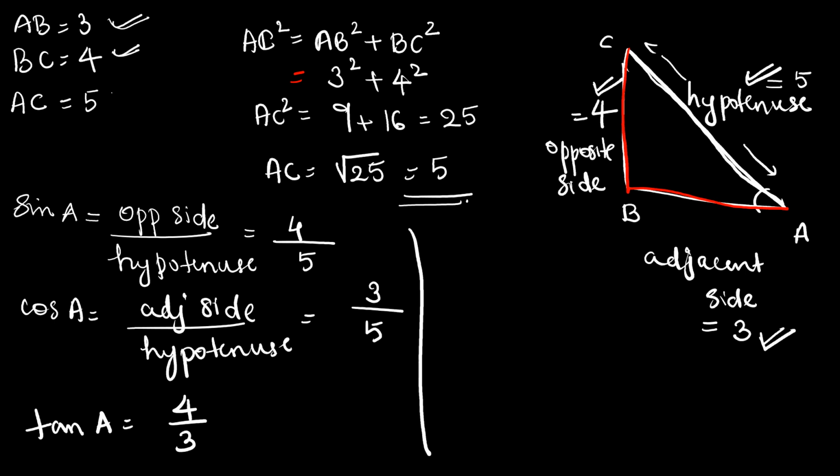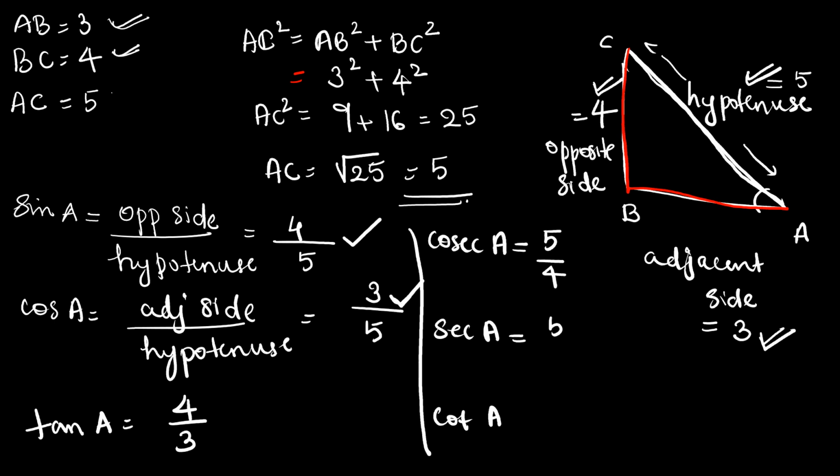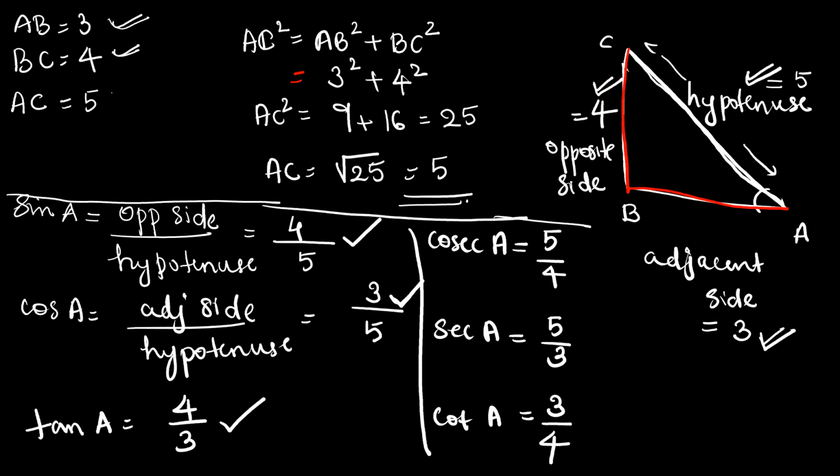Now we'll find the remaining trigonometric ratios, that is cosec A, sec A and cot A. I have already said that cosec A is the reciprocal of sin A. So cosec A will be 5 by 4. Sec A is the reciprocal of cos A. So the reciprocal of 3 by 5 is 5 by 3. And cot A is the reciprocal of tan A. Tan A is 4 by 3. Therefore its reciprocal is 3 by 4. These are the trigonometric ratios we have to find.